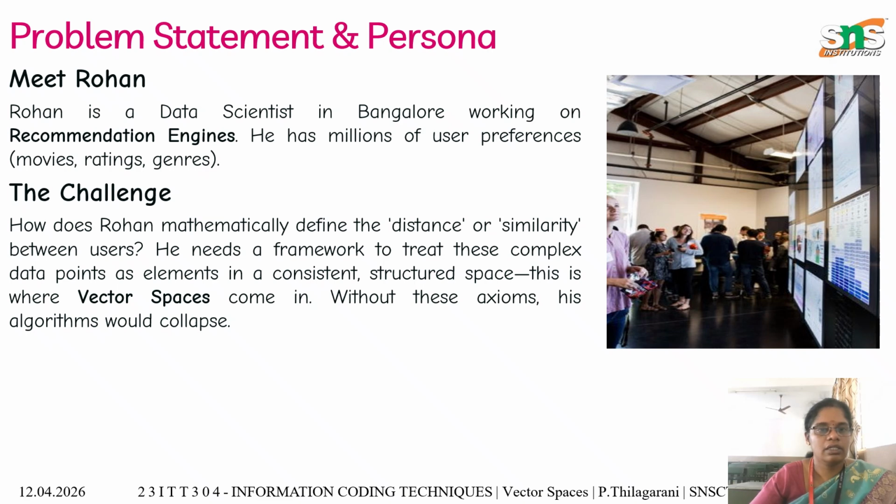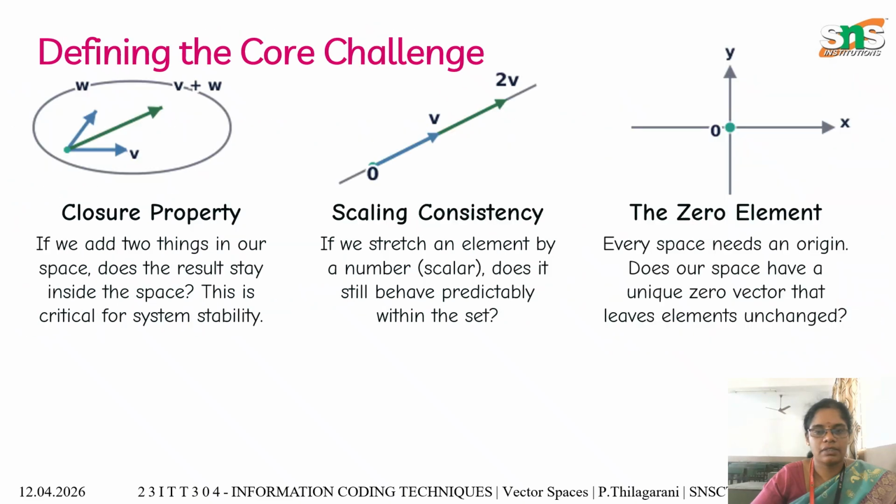Meet Rohan. In this problem statement, Rohan is a data scientist in Bangalore working on recommendation engines. He has millions of user preferences, that is, movies, ratings, and genres. The challenge is how does Rohan mathematically define the distance and similarity between users? He needs a framework to treat these complex data points as elements in a consistent, structured space. This is where vector spaces come in. Without these axioms, his algorithms would collapse.